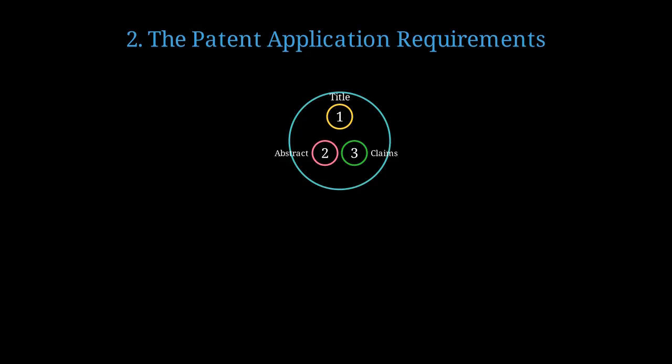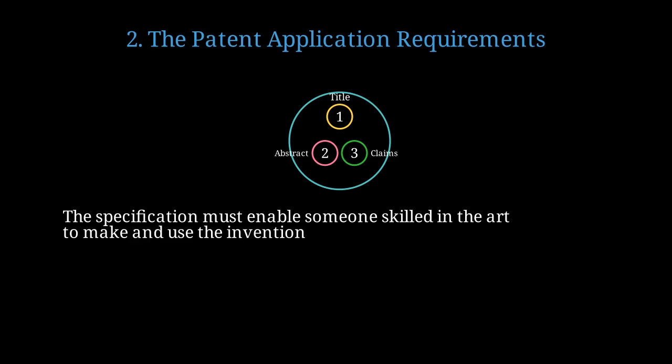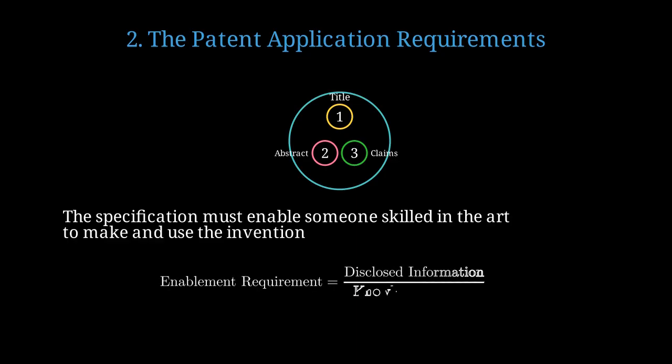Now let's examine the specific requirements for a patent application. A patent application has three critical components: a clear title, a concise abstract summarizing the invention, and carefully crafted claims defining the scope of protection. The specification is the detailed description that must be complete enough for someone skilled in the relevant field to recreate and use your invention. We can think of enablement as a ratio. The information you disclose divided by the knowledge needed must be at least 1. In other words, you must provide sufficient information.